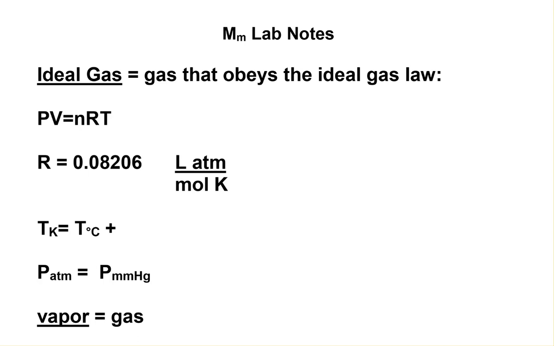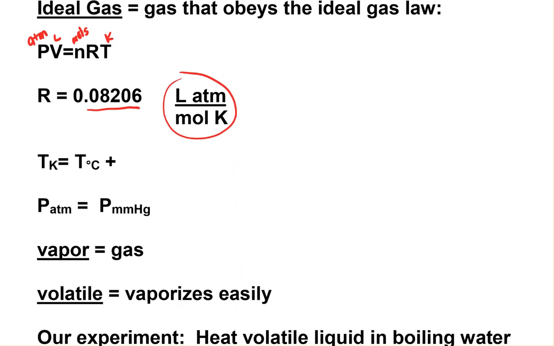And remember that for the ideal gas law, units are really important. If you use this value for R, you need to make sure that your units match with that so that they'll cancel. So pressure has to be in atmospheres, volume in liters, n of course is moles, and temperature in Kelvin. So you need to be able to convert from Celsius to Kelvin, and to get to Kelvin, you add 273.15. And to get to atmospheres, if you have millimeters of mercury, you're going to divide by 760.